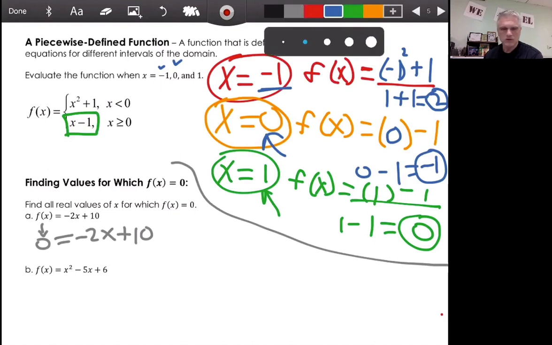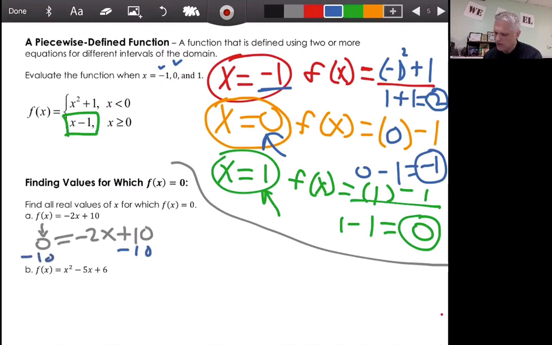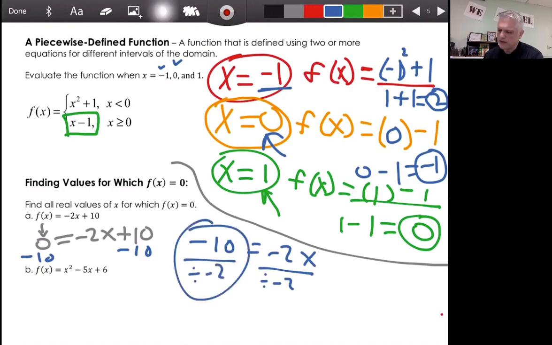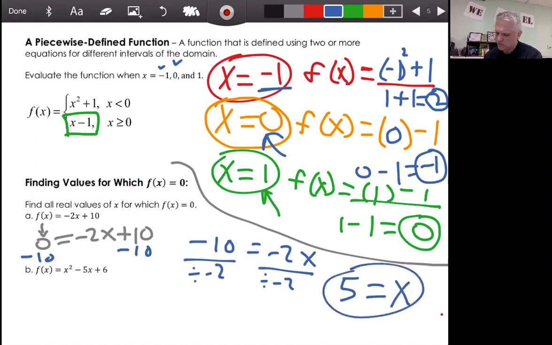Okay. Two-step algebra. Let's subtract 10. So I've got negative 10 equals negative 2x. We're going to have to divide by negative 2. Divide by negative 2. So I've got negative 10 divided by negative 2 is 5. Okay, these cancel beautifully, equals x. So when is f of x equal to 0? When that x is 5.